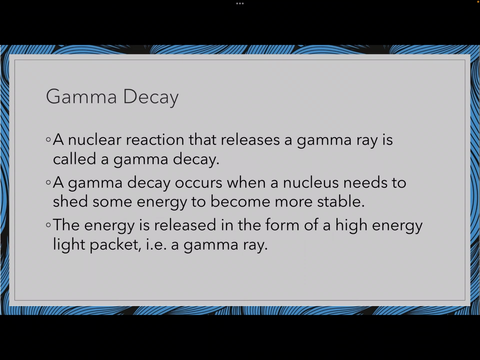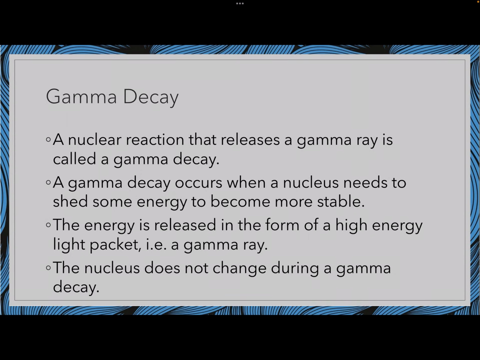this light energy is much higher energy. It's very high. It's gamma rays. So it's more energetic than UV, more energetic than X-rays. It's up there. Now the thing with gamma decay is that the nucleus doesn't change at all. It just loses some energy, which makes it a bit more stable.